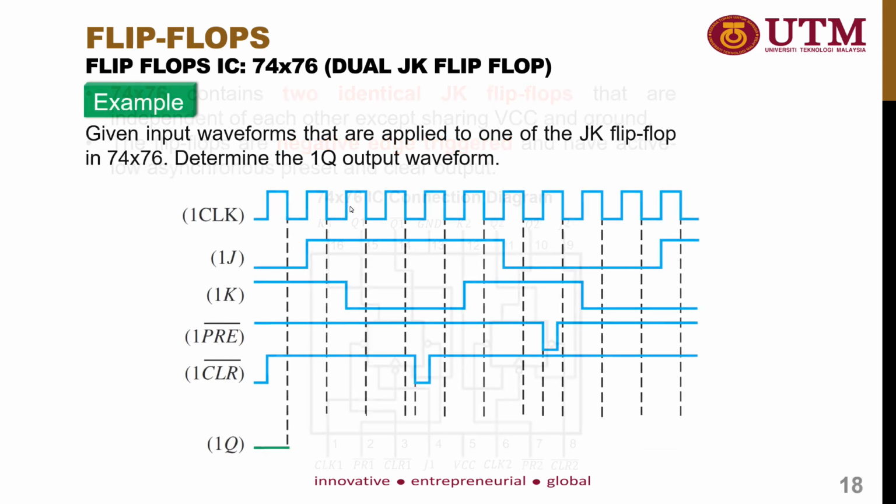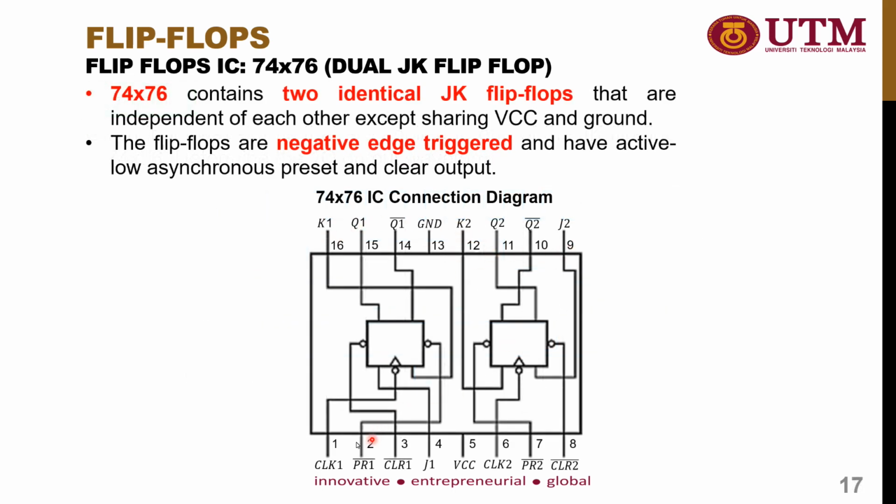As usual, it has two different sets of inputs. For example, the annotation 1 represents flip-flop number 1 and annotation 2 represents flip-flop number 2. And this is the power supply, VCC, and also the GND. So you can identify which pins belong to the first flip-flop and which pins belong to the second flip-flop based on the annotation given to the number, 1 and 2.